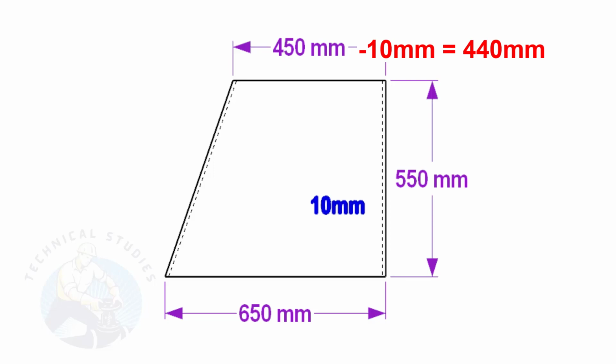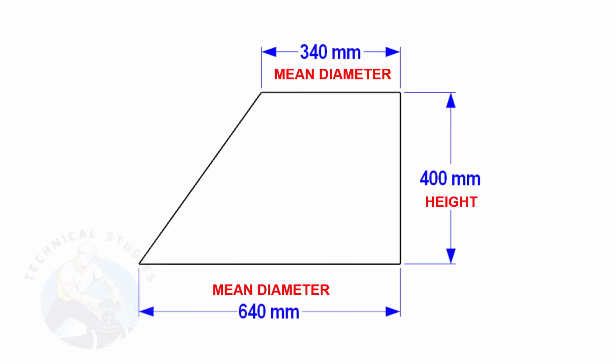Similarly, deduct 10 mm from 450 to get the mean diameter of the top side. In this layout, the bottom and top mean diameters are 640 mm and 340 mm respectively, and the height is 400 mm.